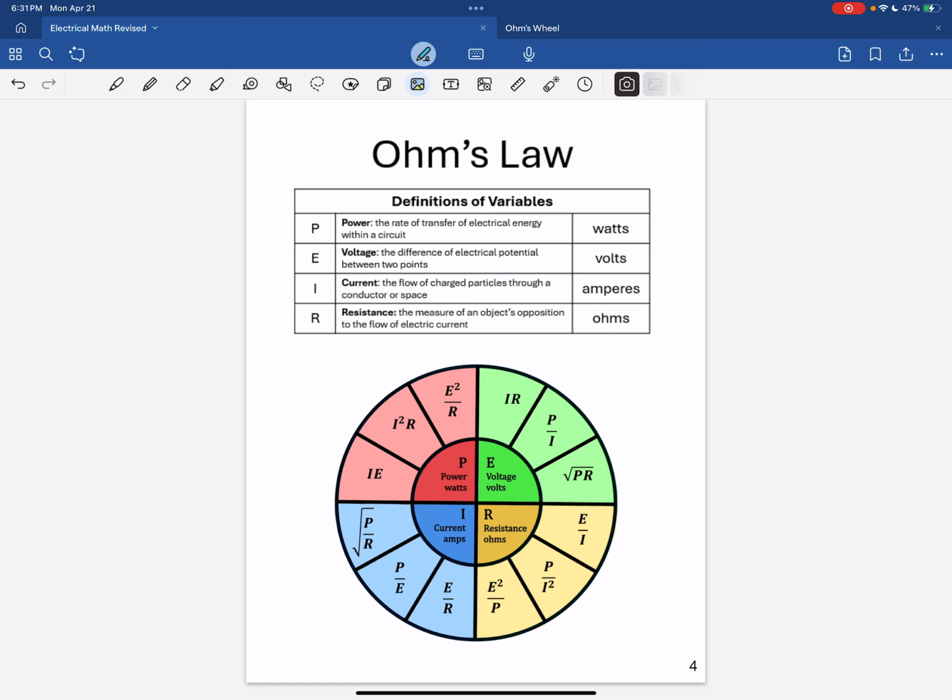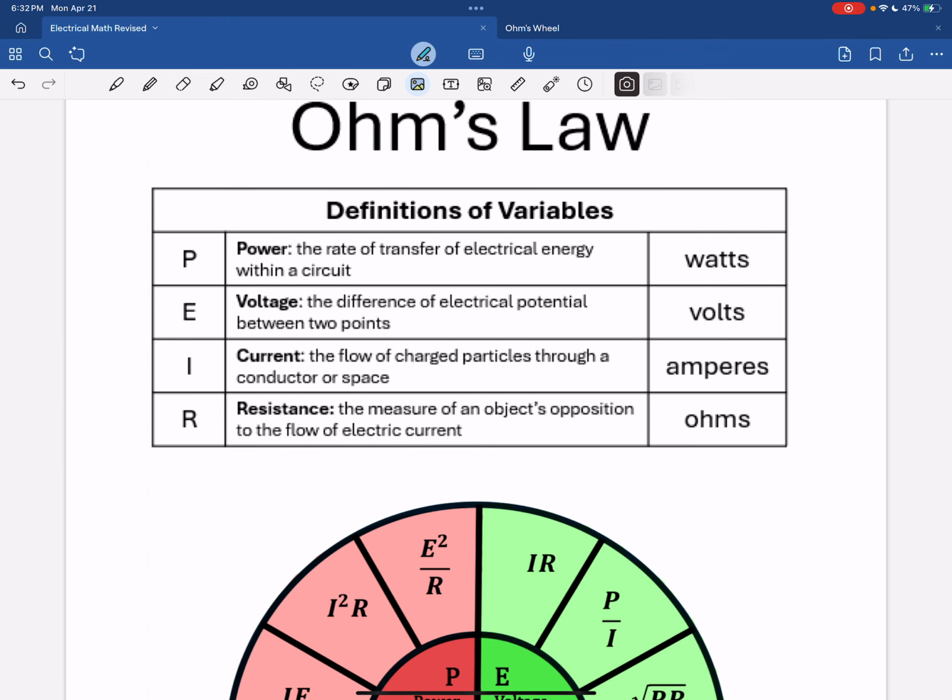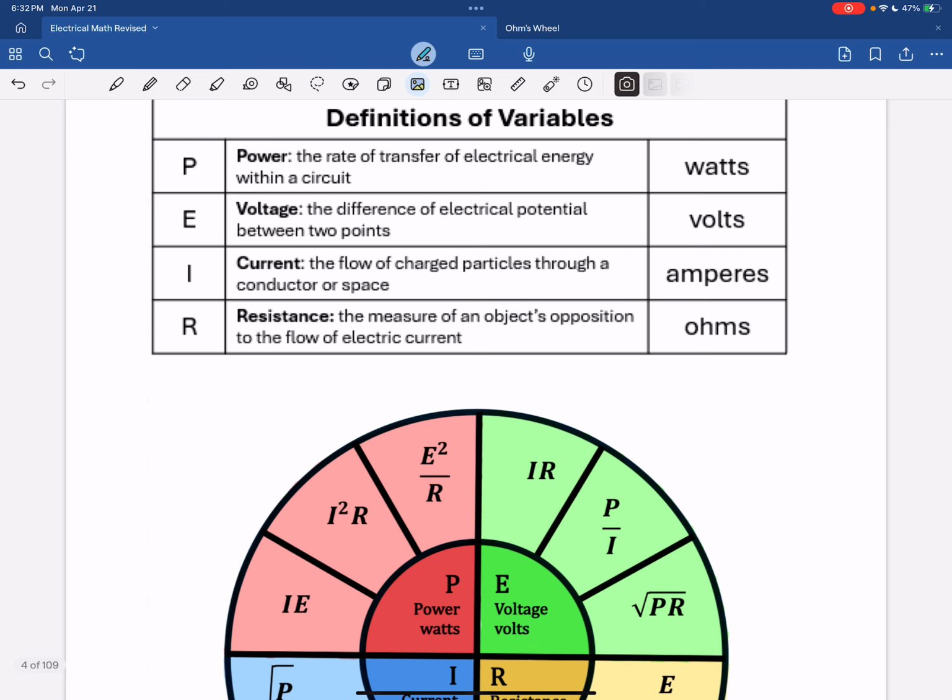E represents voltage. Voltage is the difference of electrical potential between 2 points. Voltage is measured in volts. I stands for current, or the flow of charged particles through a conductor or space. Current is measured in amperes. R stands for resistance. Resistance is the measure of an object's opposition to the flow of electric current, and that's measured in ohms. So each of these 4 variables will relate to the word problems that we're going to solve.